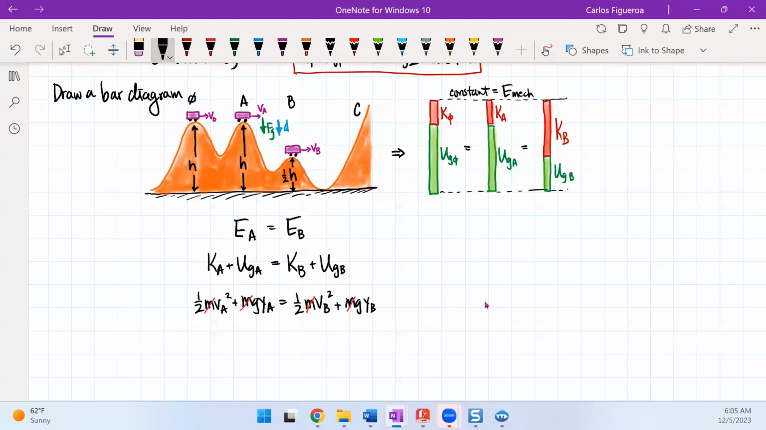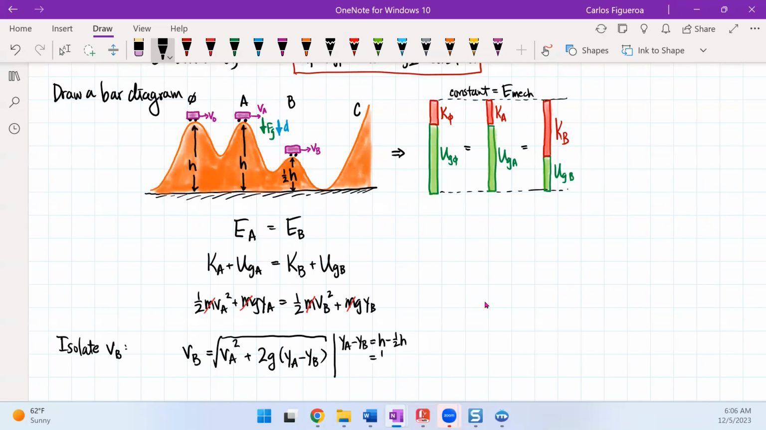So now I can isolate VB. If I isolate VB here, it tells me that VB is going to equal the square root of VA squared plus 2G times (YA minus YB). And again, if we look at this, we saw that YA minus YB, note that there's no minus sign here, is going to be H minus 1/2 H, which is equal to 1/2 H.